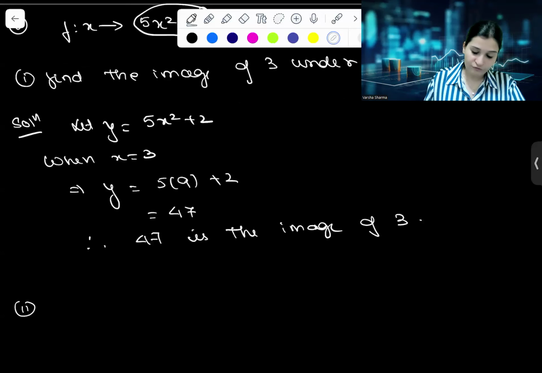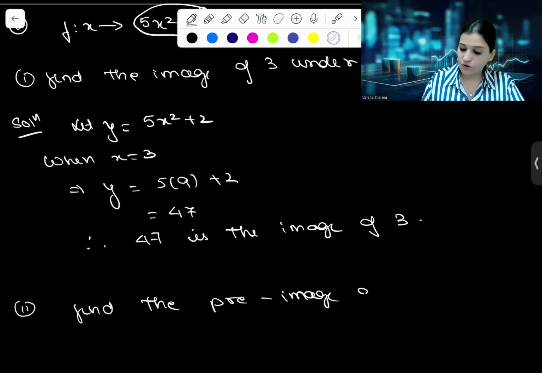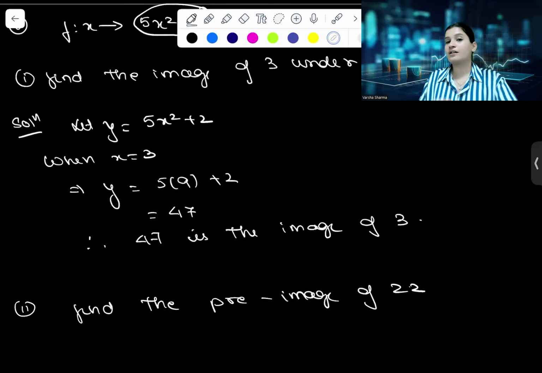Number 2. Find the pre-image of 22. The word pre-image is used for the x value. So I want to find out the pre-image, I want to find out x.